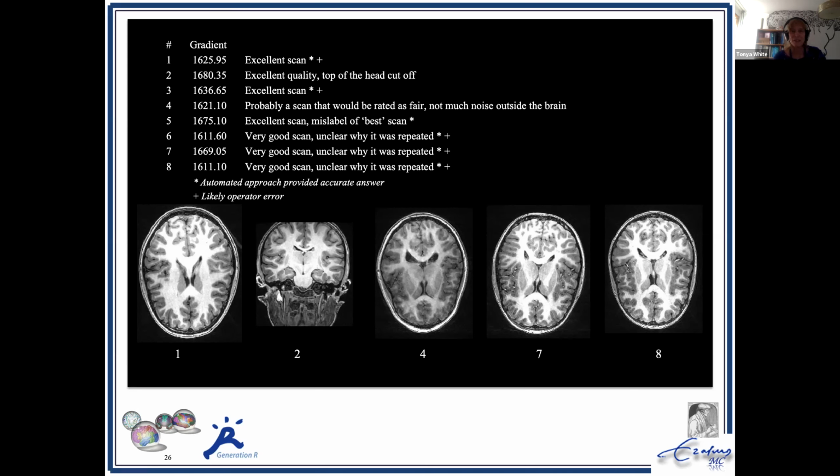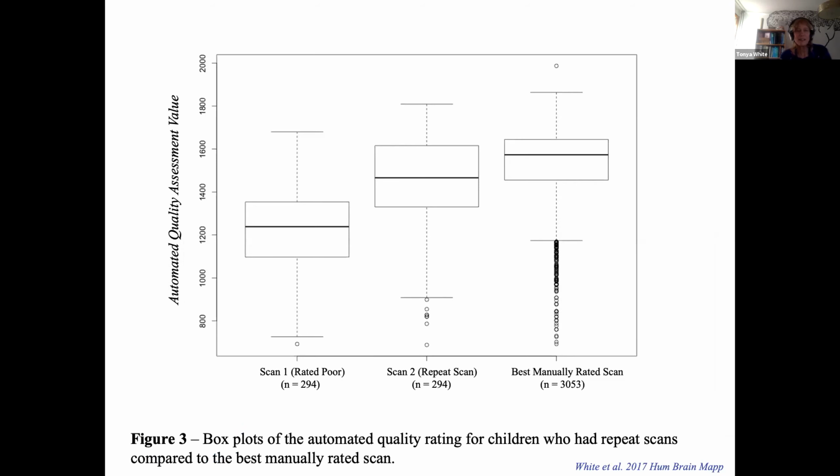So there's a number of them that were repeated and I don't understand. So here's the gradient for the automated quality assessment for scan rated poor, the 294 here. And you can see here's the best manually rated scan, and here's the second scan when you repeat a scan. And the good news is for children, if you repeat the scan when it's bad, it usually gets better.